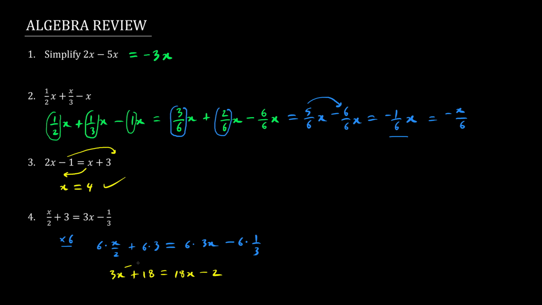Let's gather our x's, throw the 3x over, making it negative 3x. 18x minus 3x is 15x. We're going to throw the negative 2 over, making it a positive 2. 18 plus 2 is 20. And so we have x is equal to 20 over 15. If you divide top and bottom by 5, we get 4 over 3.